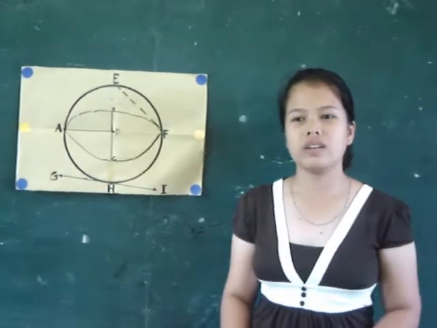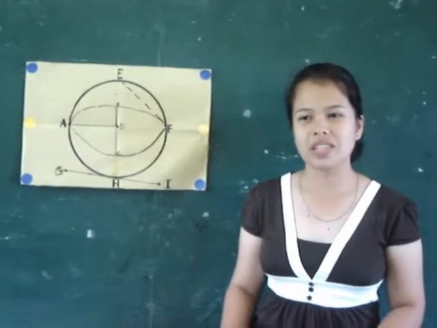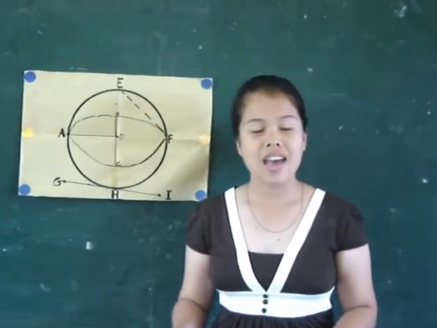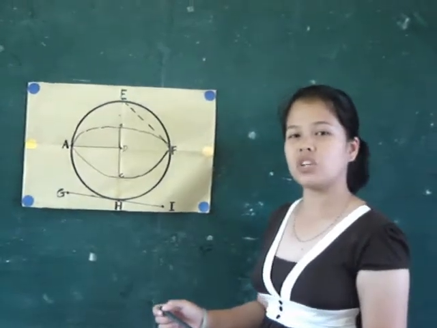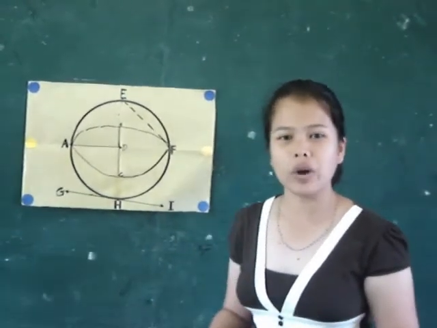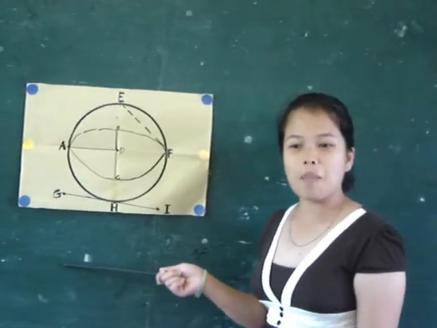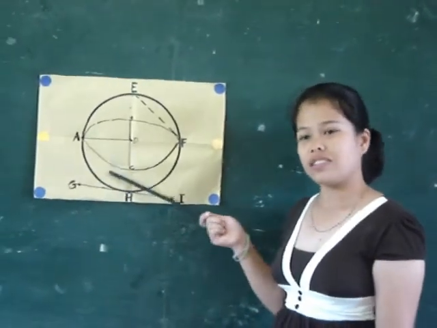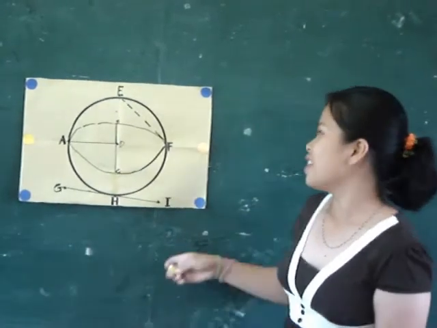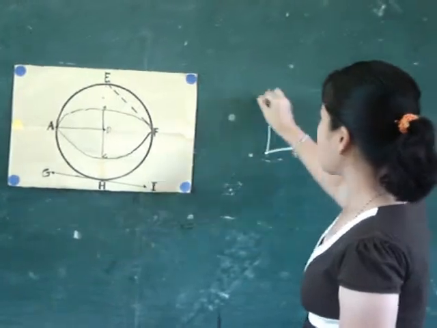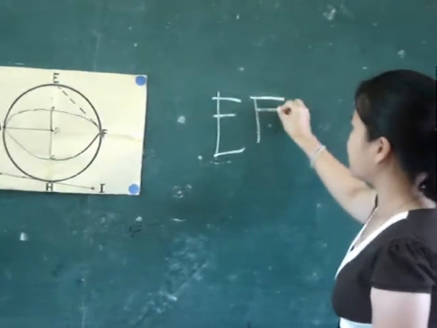What part of a sphere is a segment whose endpoints are points on the sphere? Yes, it is the chord, a part of a sphere which is a segment whose endpoints are points on the sphere. Can you give me an example of a chord in this illustration? The chord in our illustration is line segment EF.